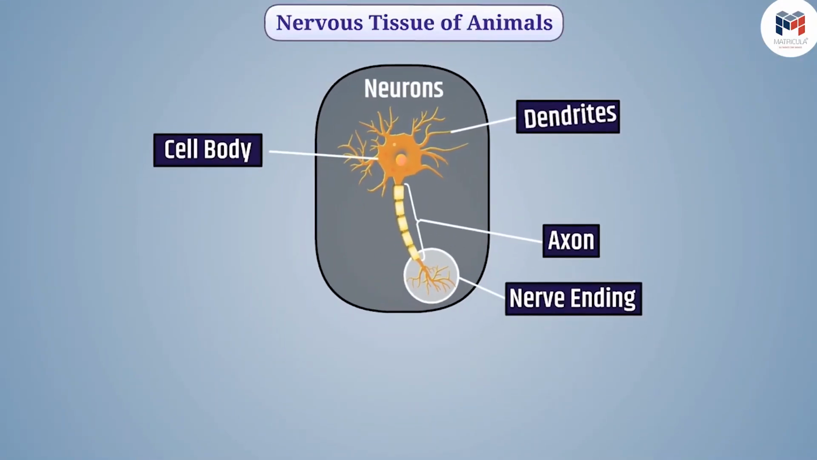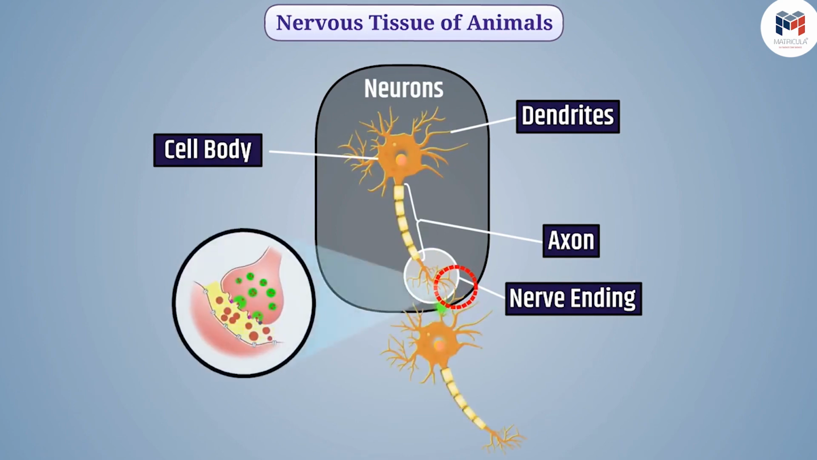The dendrite transmits the stimulus to the cell body, and through the cell body and axon, the stimulus reaches the terminal end of the nerve, from where the stimulus reaches the dendrites of another neuron. There is a space between the end of one neuron and dendrites of another neuron. This space is called synapse. Stimulus crosses this space, that is synapse, and reaches the dendrites of another neuron.